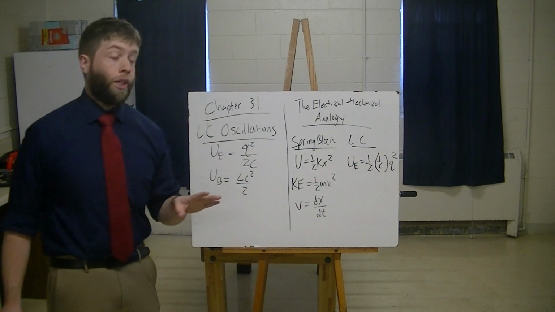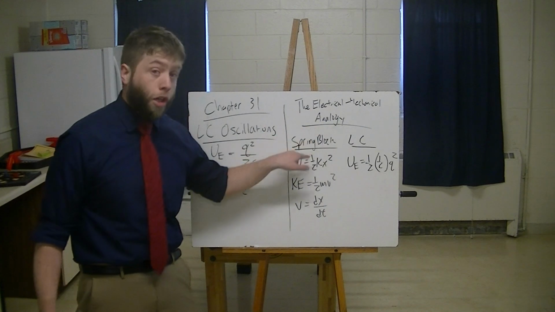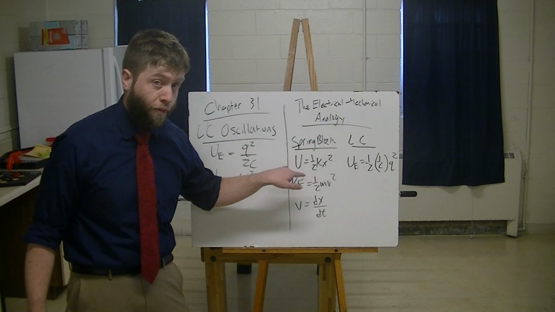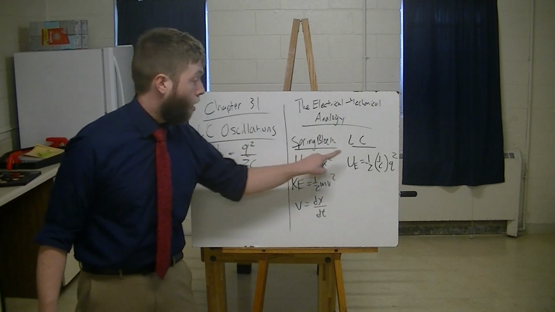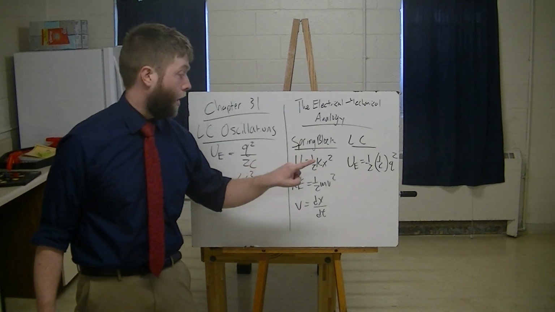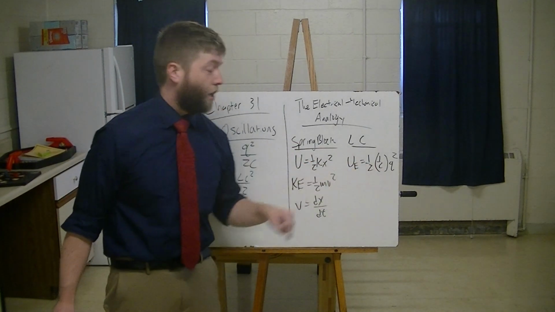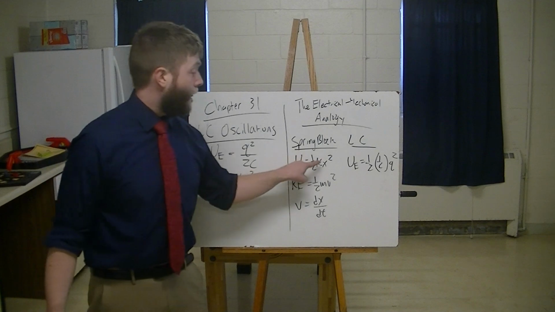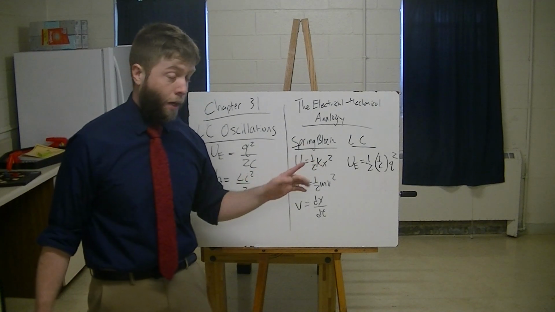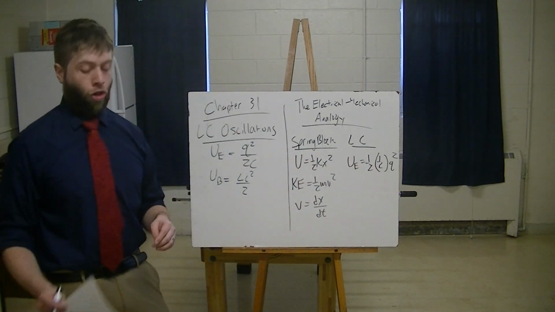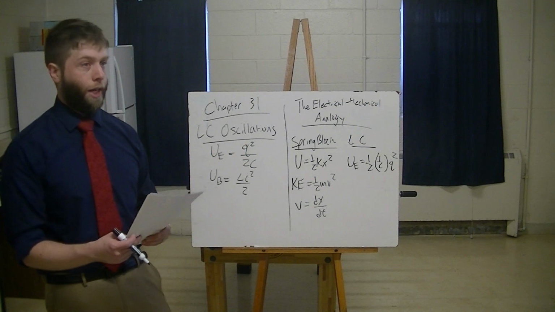Now notice what we're doing here. We're setting it up to look like the spring block system from before, from last year. So I've got the 1/2, similar to the potential energy. The k constant is going to be like 1 over C, and then x squared, the displacement squared, is going to be our analog to the charge squared. Okay, so that's why I wrote it like that.